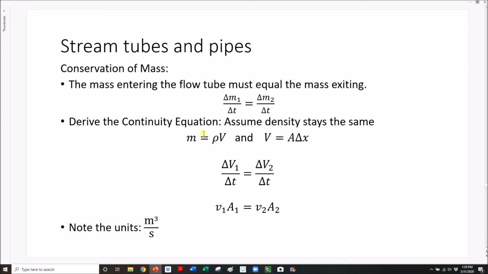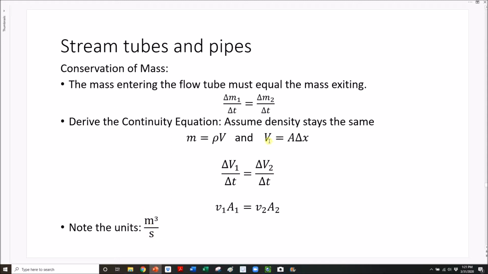We can derive what's called the continuity equation. So if we assume the density stays the same, that's one of our assumptions in this laminar flow, then I can substitute in, remember mass equals density times volume, substitute that in, and I'll get this equation because the density will cancel out. So the volume, that's not velocity, that's not volts, that's volume, flow rate that goes in must equal the volume flow rate that comes out. The units are meters cubed per second, volume per second.